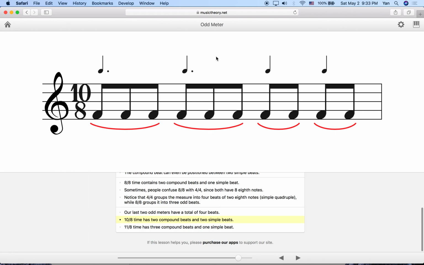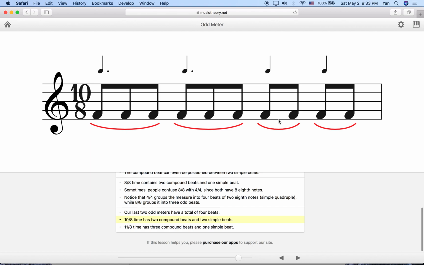So another simple meter. So this is going to feel like this: 1 and 2 and 3 and 4 and 1 and 2 and 3 and 4 and 1 and 2 and 3 and 4 and. So you see, in this particular combination, that's how it's going to feel.